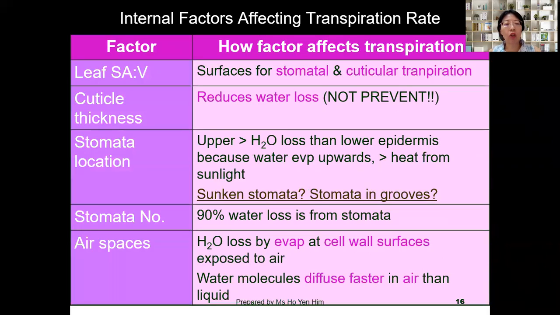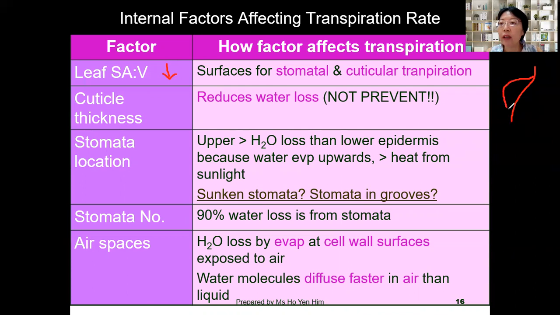Okay, so now we're going to look at the structural adaptation of the leaf to reduce water loss. So what the leaf can do in terms of its structure in order to reduce water loss by transpiration. Number one, by changing the leaf surface area to volume ratio. So changing here means the leaf has to reduce its surface area to volume ratio to reduce water loss. Now, the reason is this.